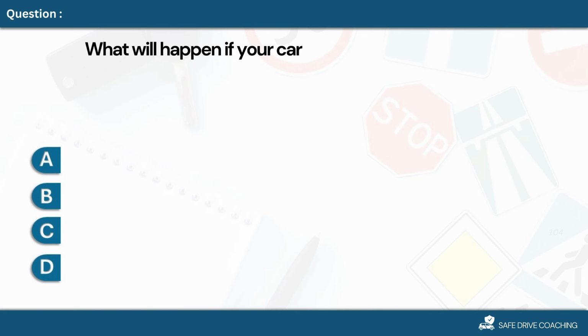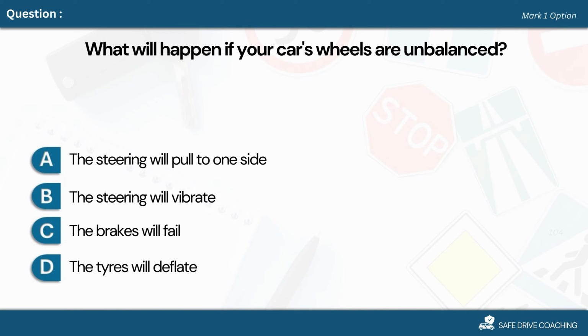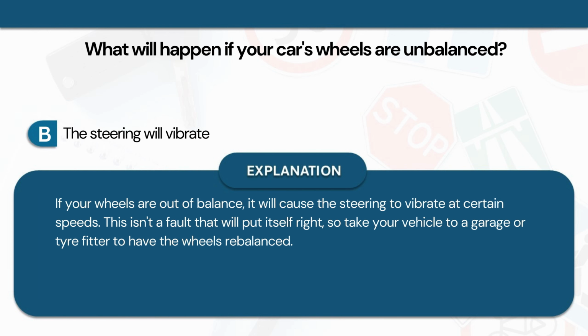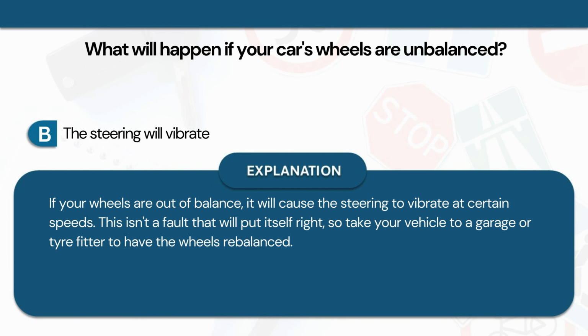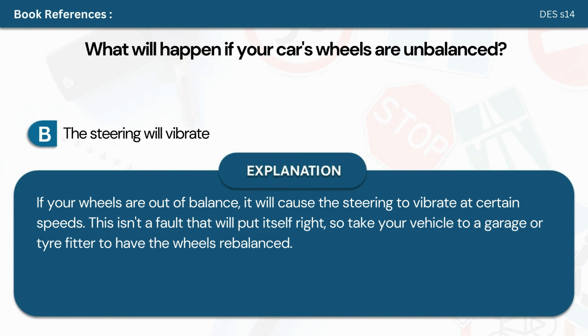What will happen if your car's wheels are unbalanced? A. The steering will pull to one side. B. The steering will vibrate. C. The brakes will fail. D. The tires will deflate. The correct answer is B. The steering will vibrate. If your wheels are out of balance, it will cause the steering to vibrate at certain speeds. This isn't a fault that will put itself right, so take your vehicle to a garage or tire fitter to have the wheels rebalanced.